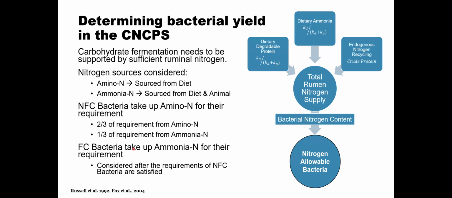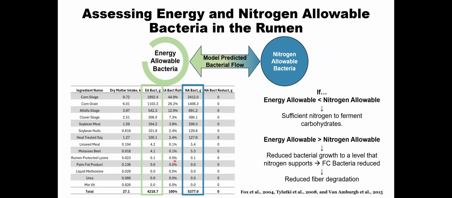Whereas the fiber bacteria, the way we've managed them for all these years, is they use nothing but ammonia for their requirement. And we considered that as long as we understand the ammonia balance, that's going to meet the requirements of those fibrolytic bacteria. And that's where the change is coming in the Rumen submodel.